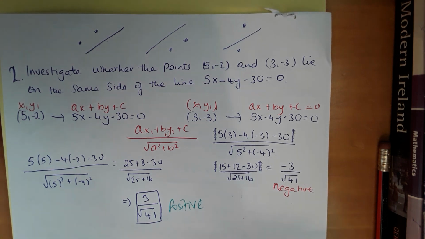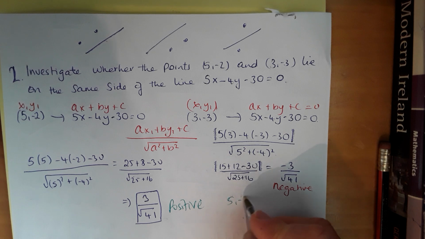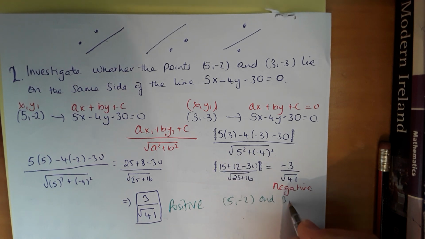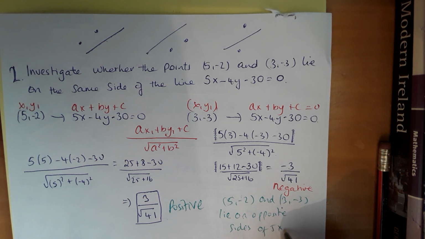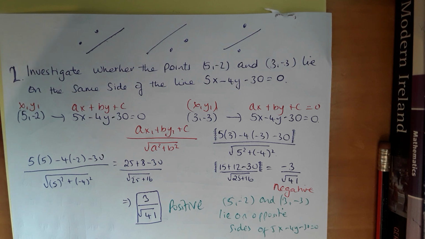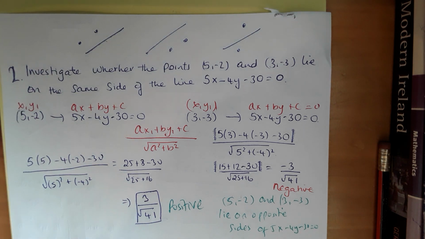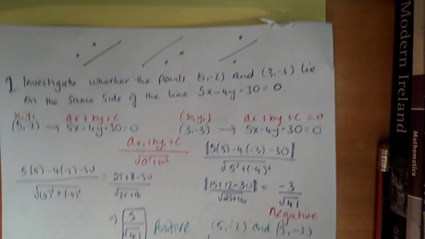So if they are different, we can conclude that (5, -2) and (3, -3) lie on opposite sides of the line 5x - 4y - 30 = 0. Remember, if they lay on the same side of the line, they would both be positive or both be negative. But because one is positive and one is negative, they lie on opposite sides of the line. All right, so there's a bit in that. Then I'll move on to the next one, if I can find where I put it.